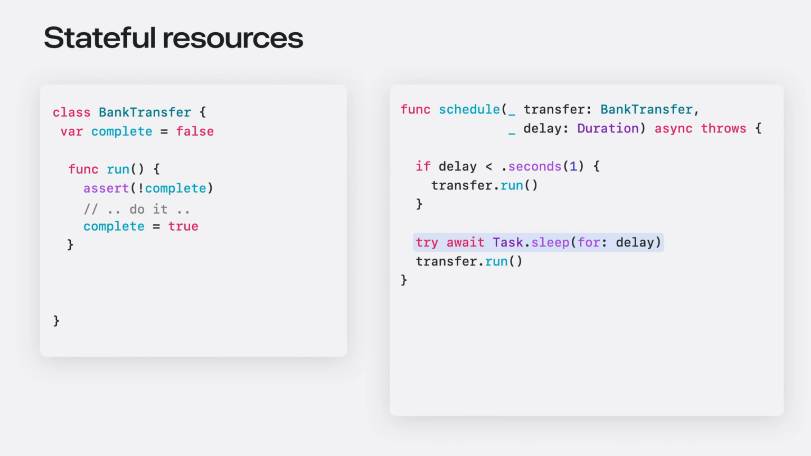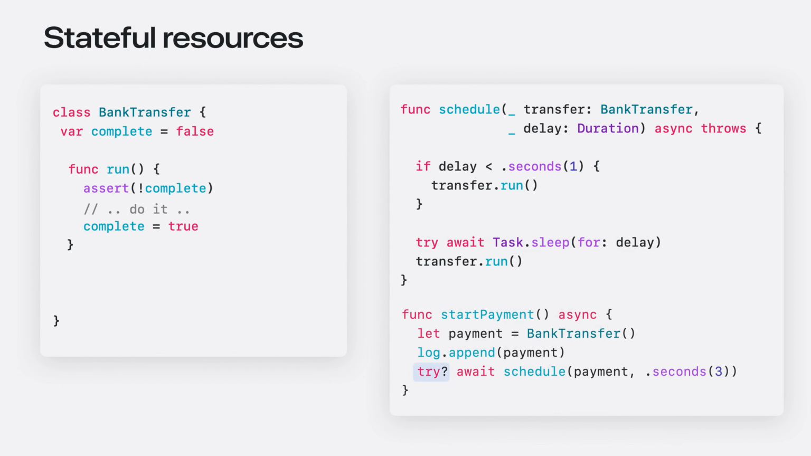Think about what happens if the sleeping task is canceled. If callers are not careful to check for the thrown error, they may forget to cancel the transfer. I can introduce a deinit in my bank transfer that remembers to cancel, but this is pretty useless in practice.